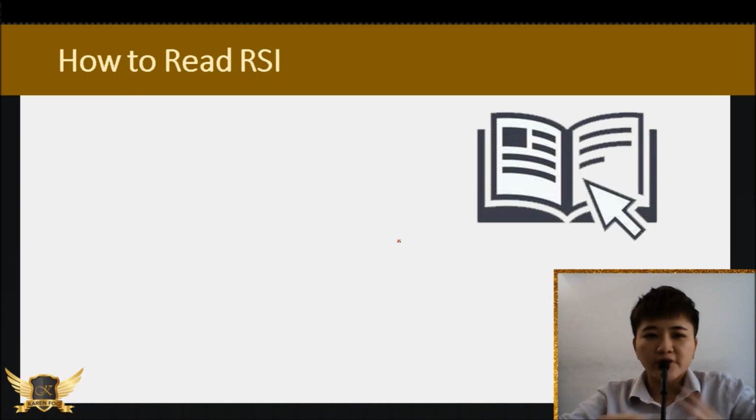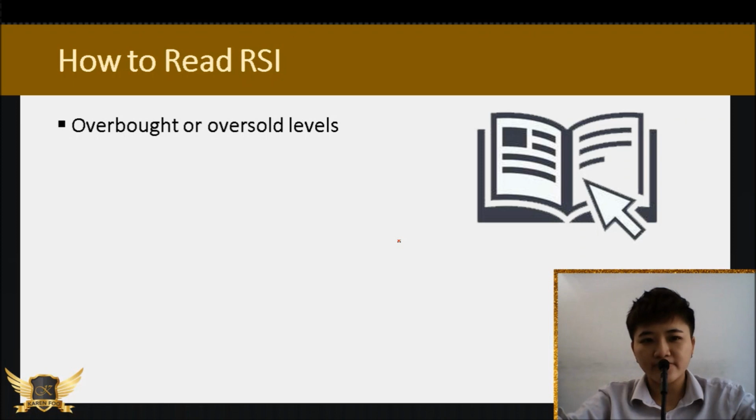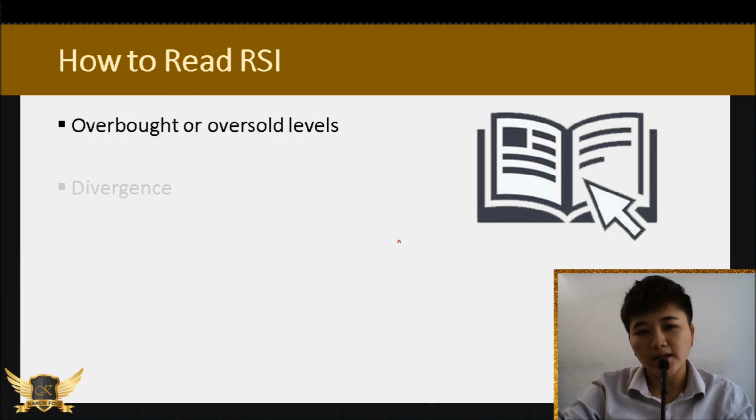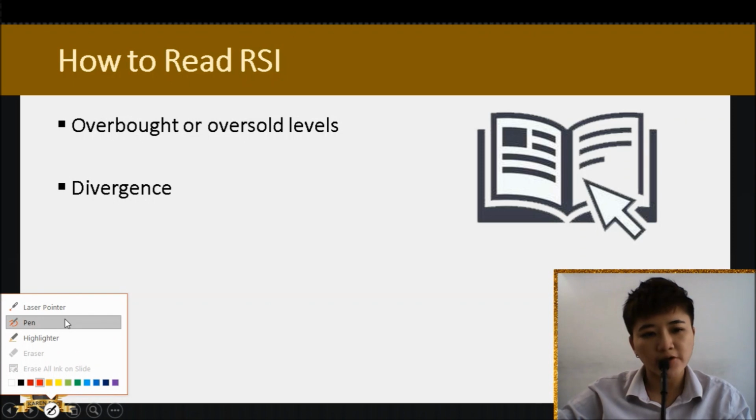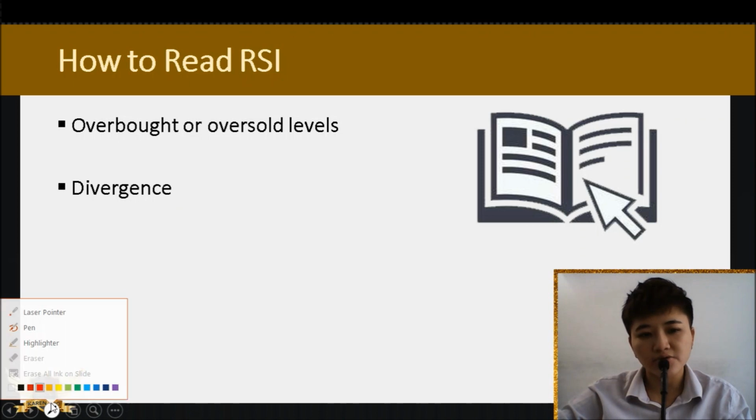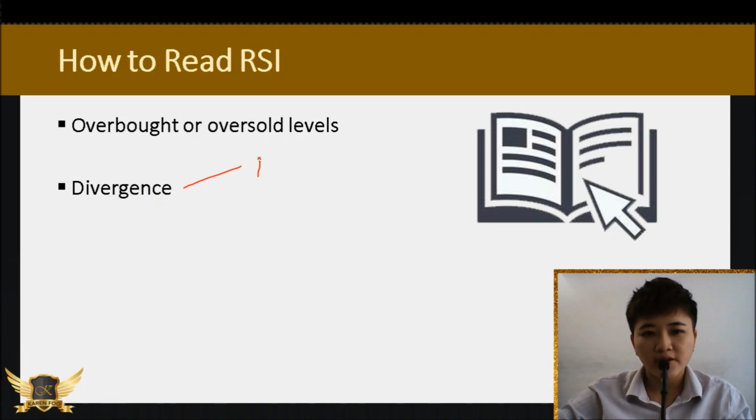Okay, so there are two main ways that you can read RSI. Overbought and oversold levels, and then the second one is divergence. If you have watched my previous videos, you already know that there are two main types of divergence. The first one is called bullish divergence, and the second one is bearish divergence.